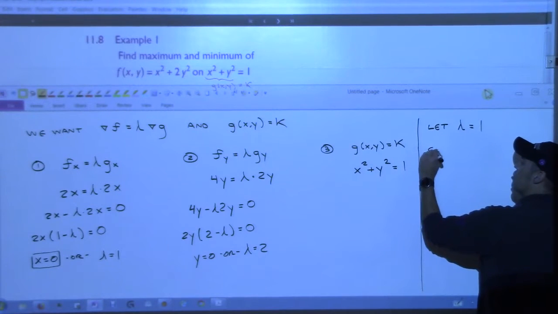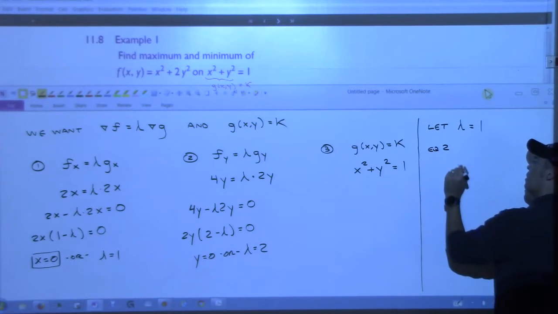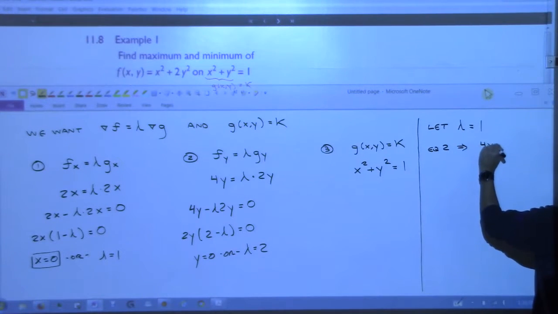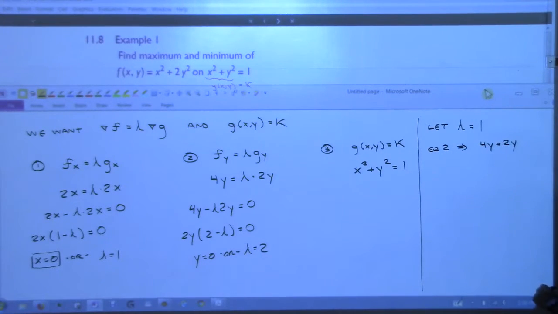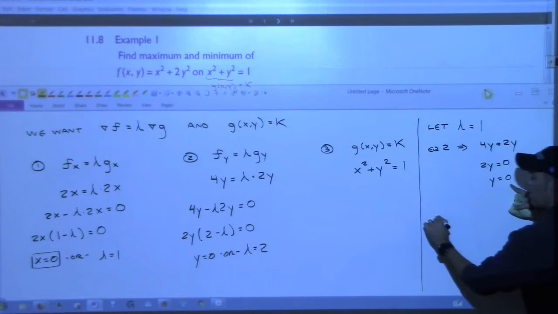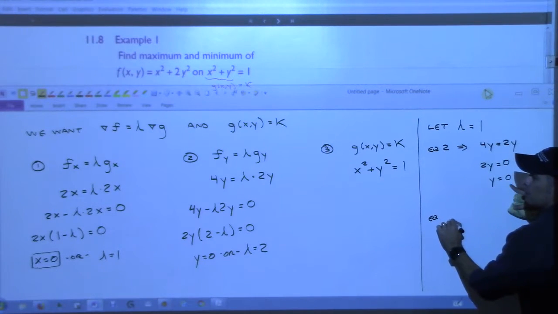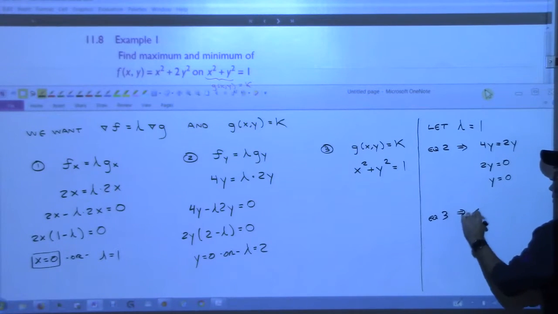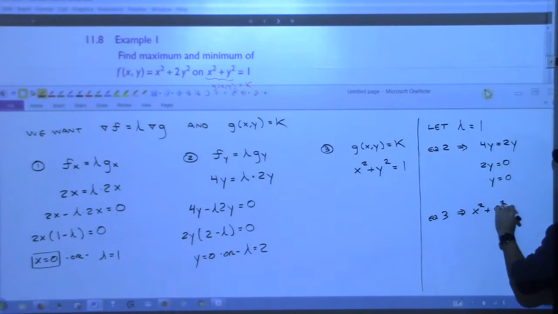Okay, so from equation 2, what would we have? 4y is equal to 2y. And in this case, if you subtract 2y from both sides, you get 2y is 0. And that means y would have to be 0, wouldn't it? And once you know that y is 0, you can go to equation 3, and equation 3 would then tell you that x squared plus 0 squared must be 1, so x must be plus or minus 1.